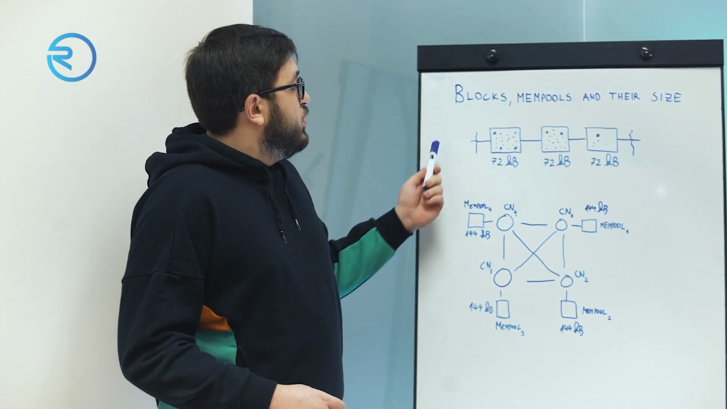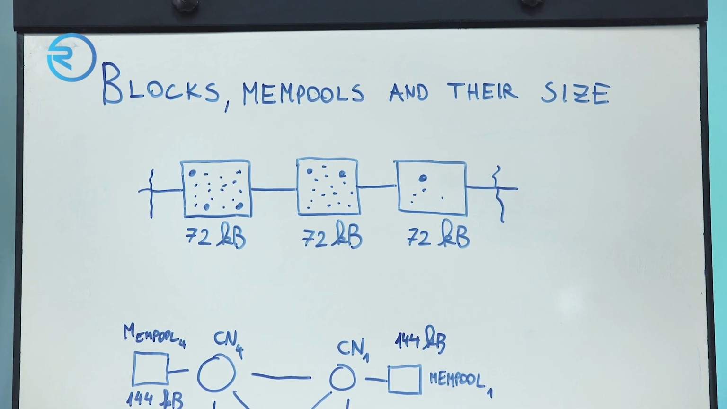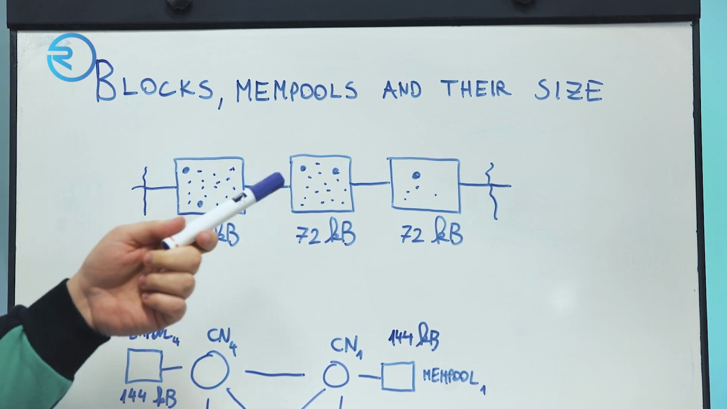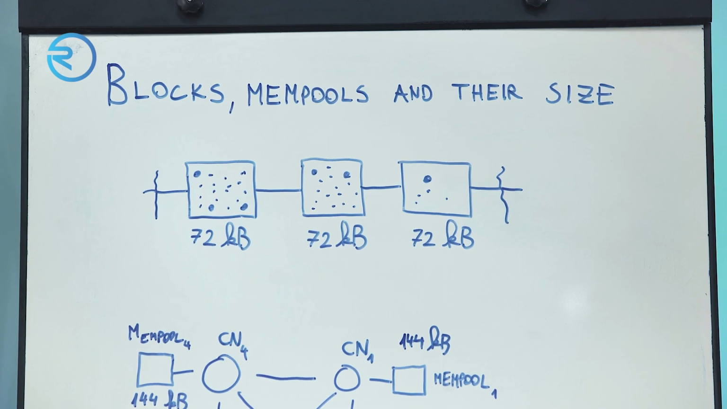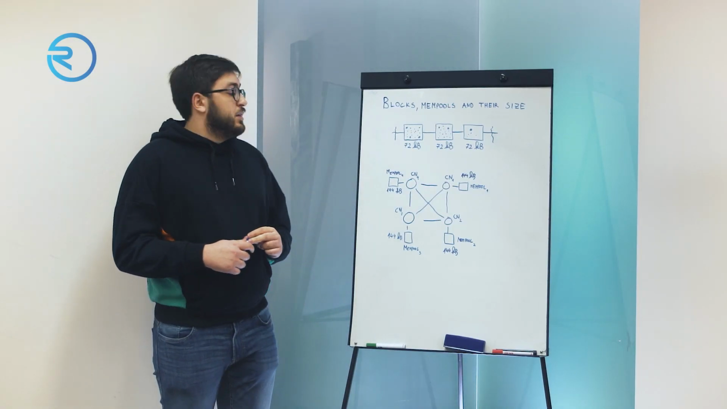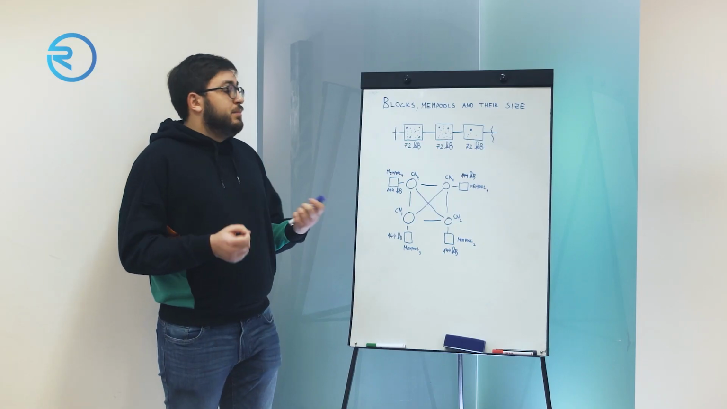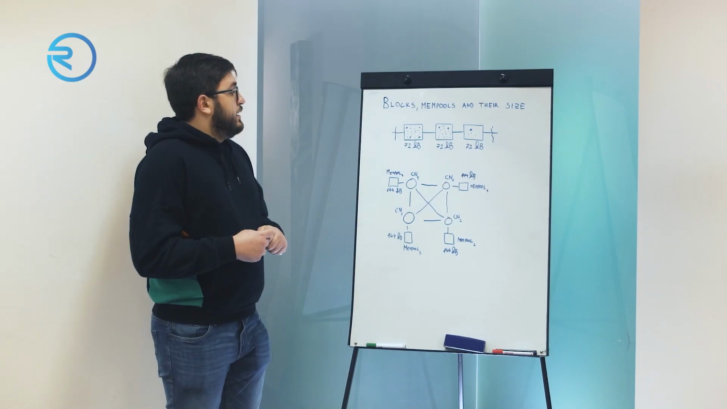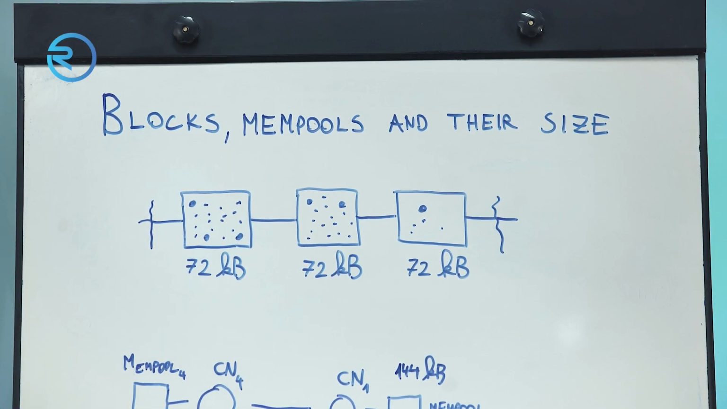Here you can see only a small part of the blockchain, only 3 blocks, and these dots represent data, or we can say transactions. As you can see, there are smaller dots and bigger dots. This represents that some transactions can be bigger in size and contain more information, and some can be rather small. When we are talking about the Cardano blockchain, each block has a size of 72 kilobytes.